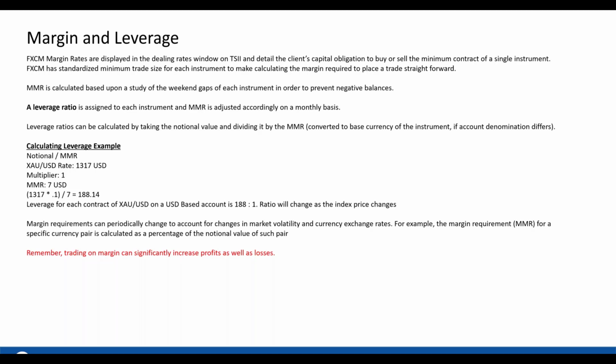Remember, trading on margin can significantly increase profits as well as losses. If a client has an account of 20,000 or below, the leverage ratio typically for FX would be 400 to 1 and 200 to 1 for CFDs. An account of 20,000 and above would be 100 to 1 for FX and 200 to 1 for CFDs.